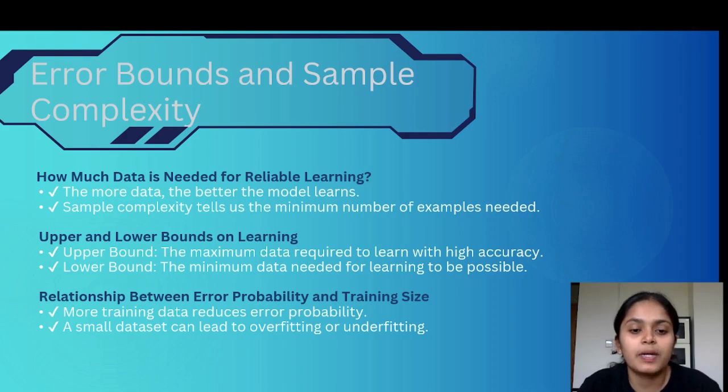What's the relationship between error probability and training size? More training data reduces error probability, which means the more data we have, the less will be the error. A small data set can lead to overfitting and underfitting of the model.